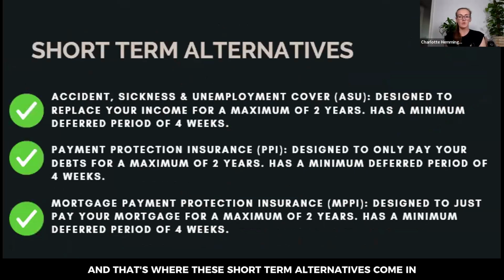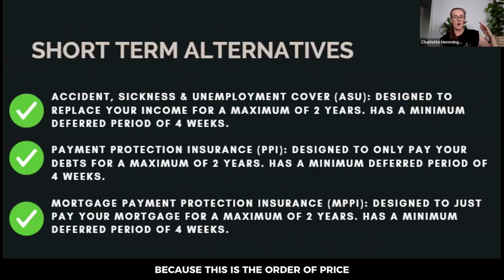And that's where these short-term alternatives come in. So we have three, and they are placed in this order because this is the order of price. So we have income protection insurance at the top as the most expensive product. These three products are similar, but they operate on a shorter term basis.